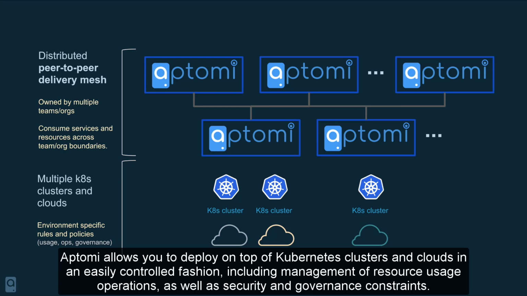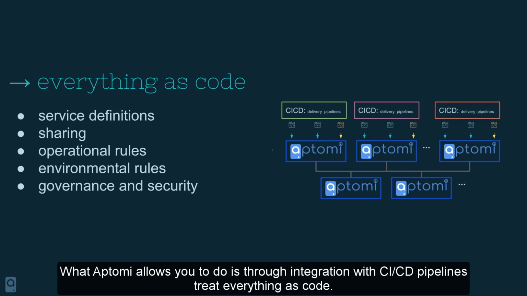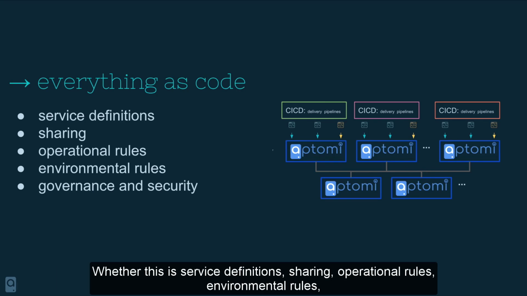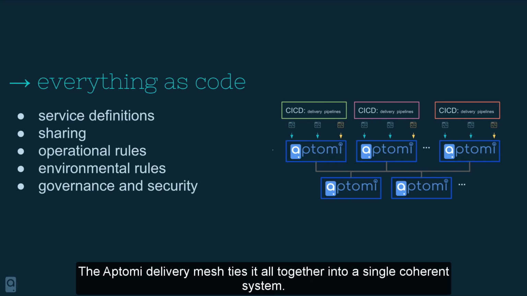Aptomi allows you to deploy on top of Kubernetes clusters and clouds in an easily controlled fashion, including management of resource usage, operations, as well as security and governance constraints. Through integration with CI/CD pipelines, you can treat everything as code. Whether this is service definitions, sharing, operational rules, environmental rules, governance, and security, all of this can be treated as code by the respective development teams. The Aptomi delivery mesh ties it all together into a single coherent system.